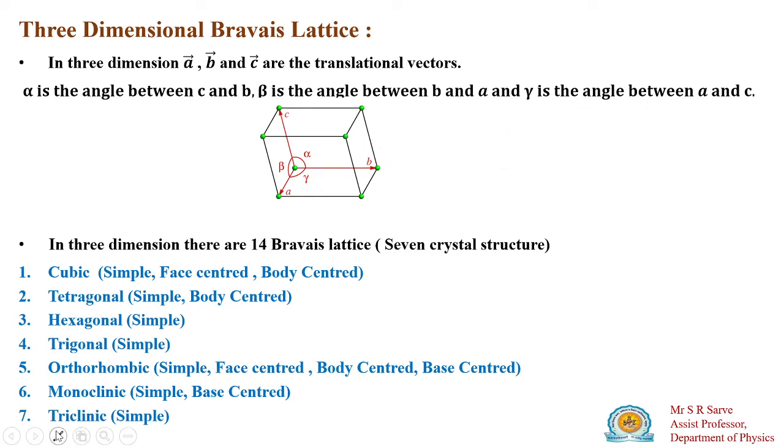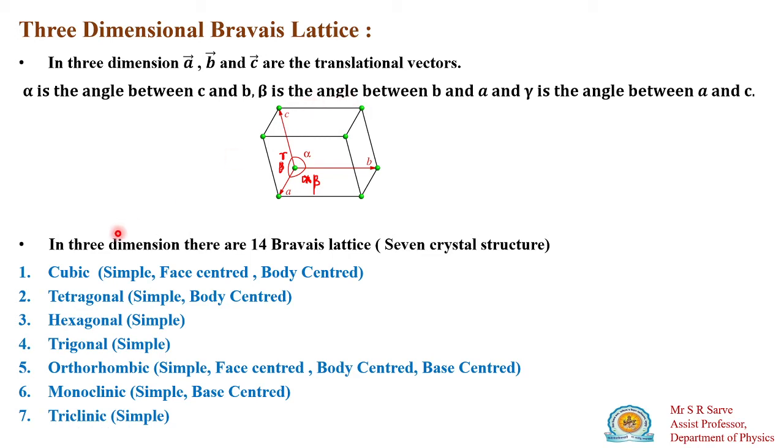Here we have to make a correction. Beta is the angle between b and a, so here it should be beta, and this angle should equal gamma. So what is alpha? Alpha is the angle between c and b, beta is the angle between b and a, and gamma is the angle between a and c, in this clockwise manner. So this is about the angles and primitive vectors in three dimensions.